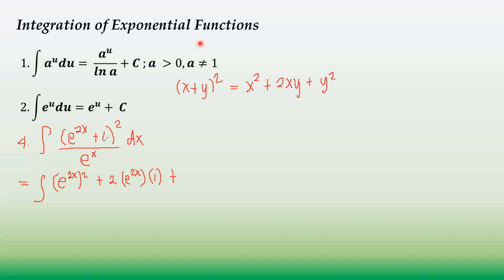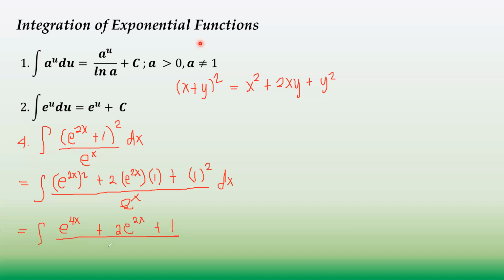Plus the square of your second term, yung 1. Okay. All over e raised to x dx. Simplifying. Algebra tayo, laws of exponents. Ito ay magiging e raised to, so multiply mo lang, 2x times 2. So magkakaroon ako ng e raised to 4x. Plus, multiply 2 times 1 times e is 2e raised to 2x, plus 1 squared is 1, all over e raised to x dx.